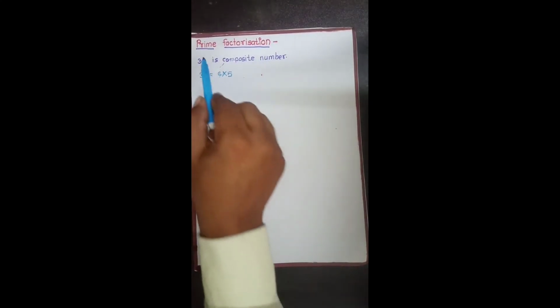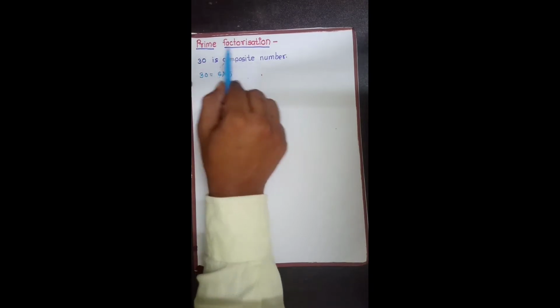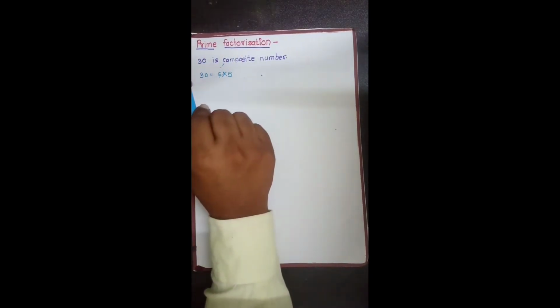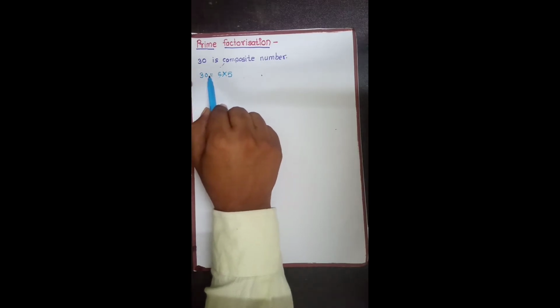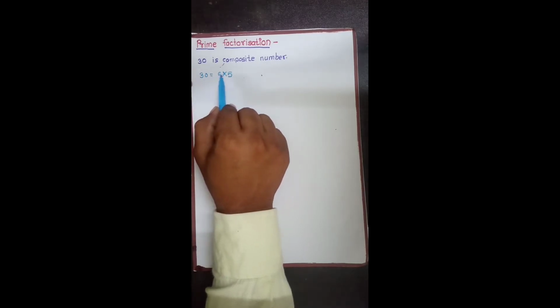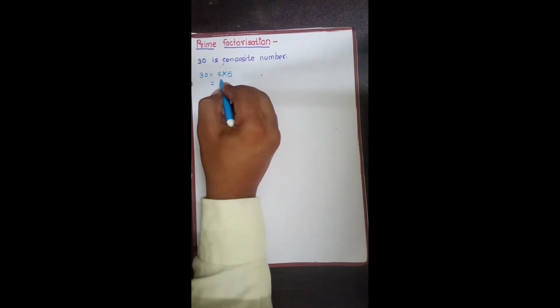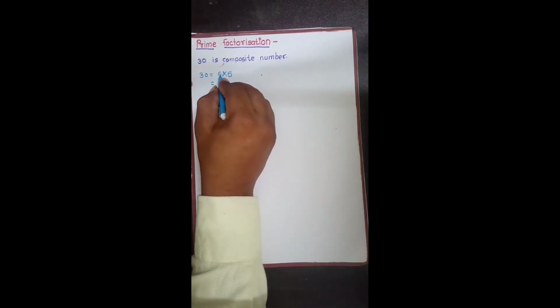Students, today we are going to deal with the topic prime factorization. As we know, 30 is a composite number. So 30 we can write in the form of factors as 6 multiplied by 5. So 30 is a composite number, and 6 and 5.